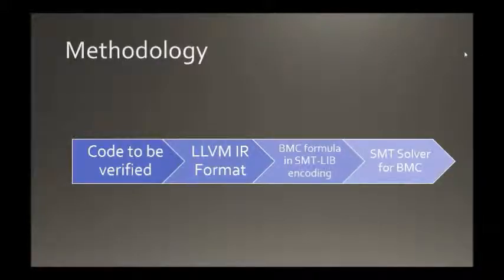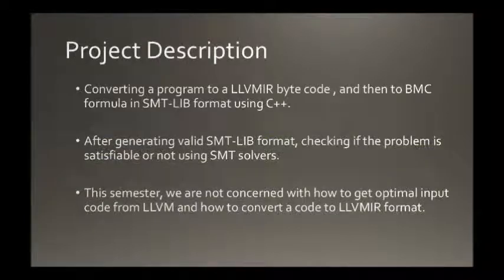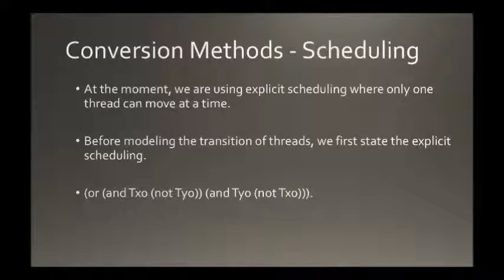This is the verification methodology of our project. We convert the code to LLVM IR format with LLVM commands. Then by parsing and using API calls, we convert to the bounded model checking formula in SMT-LIB encoding. Lastly, we give that model to an SMT solver for final verification. But this semester we are not concerned with how to get optimal input code from LLVM and how to convert code to LLVM IR format. We will focus on that next semester.